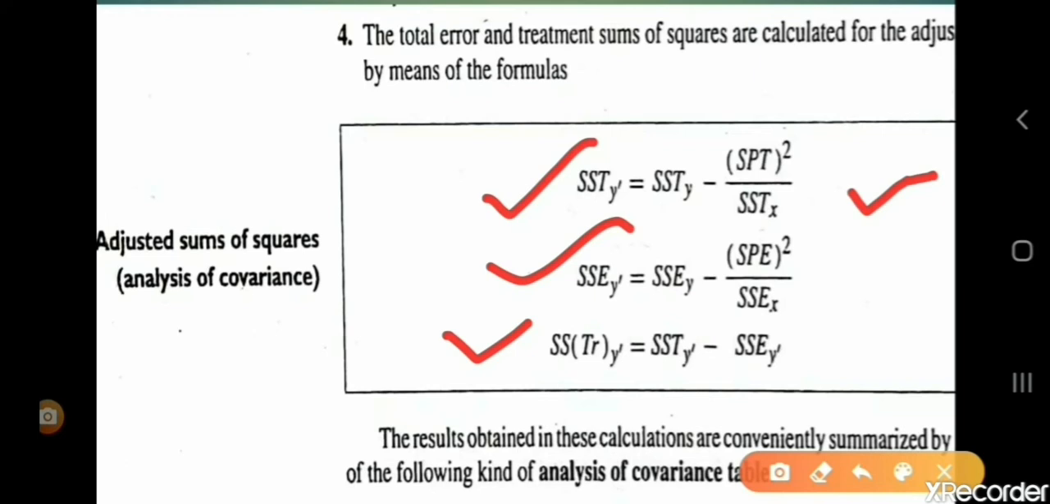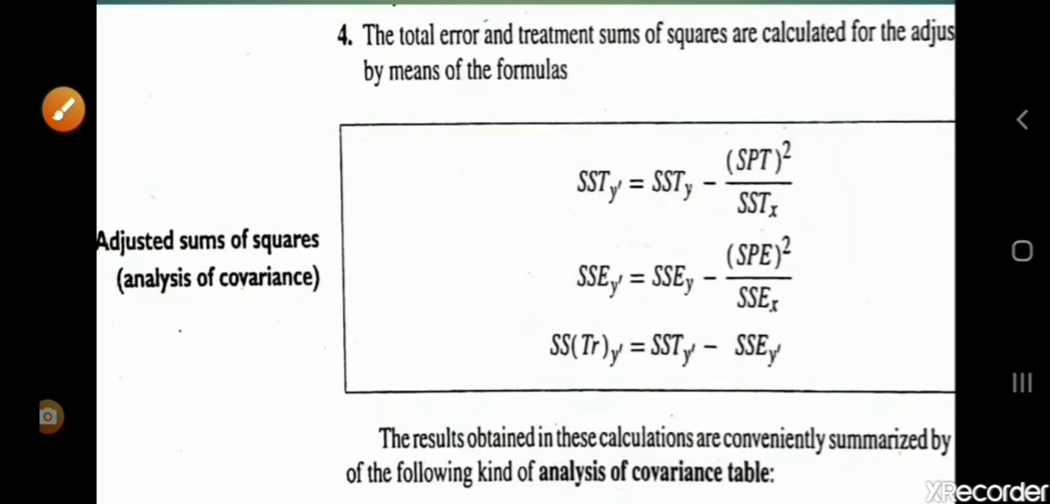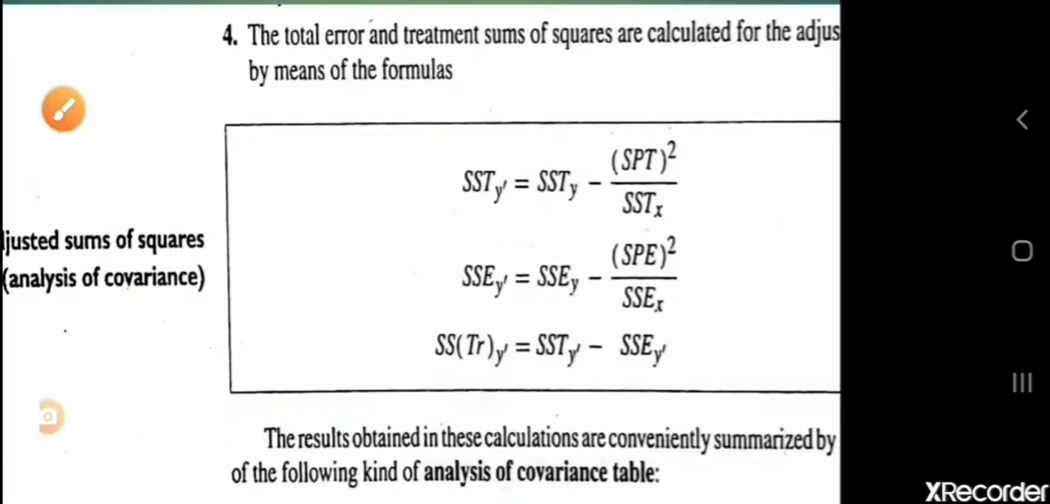This is given by the total sum of square for y minus product sum of square divided by total sum of square for x. Similarly, this is for error sum of square and treatment sum of square for adjusted y. And all these values will be used for the analysis of covariance table, similar to the table we were using for analysis of variance.